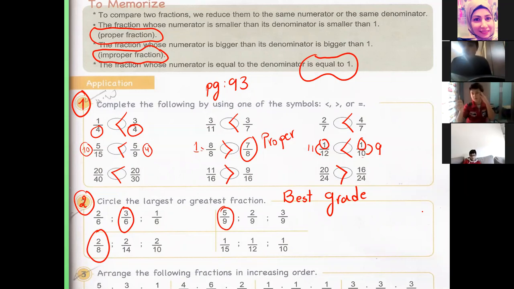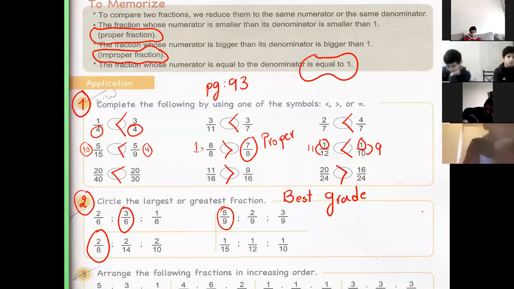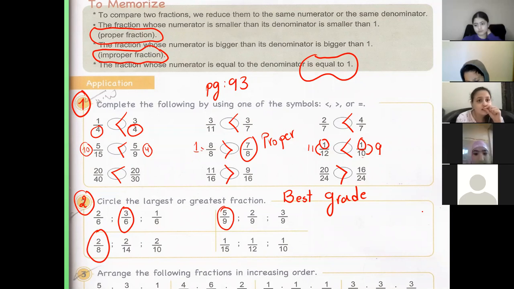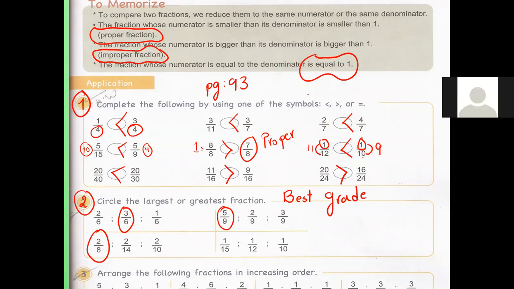So the biggest fraction is the one that has what denominator? Teacher, can I do it? Lin, I know it. Teacher, can I answer? Adam, listen to your friend. I can't hear you. Trick. Lin, are you hearing me now? Lin.